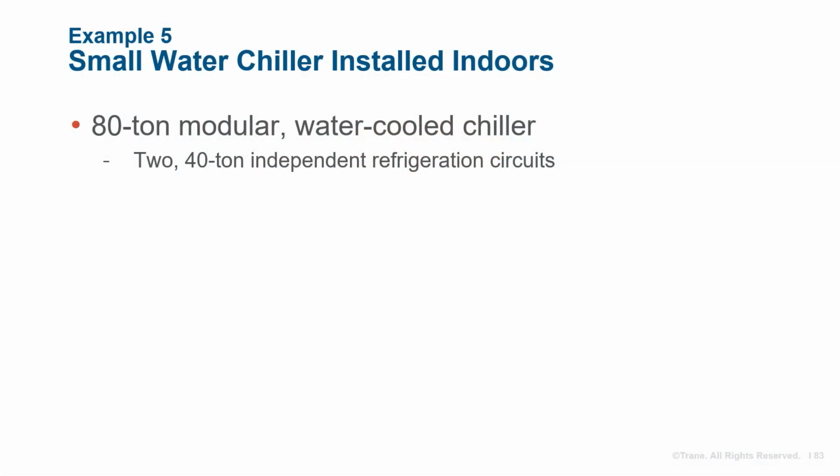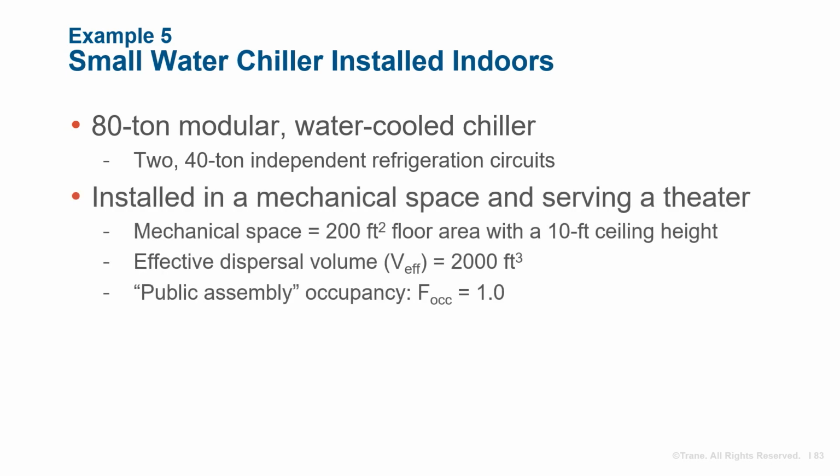For our last example, let's look at a small chiller installed indoors. This 80-ton modular chiller consists of two independent circuits. It's being installed in a separate mechanical space and will serve a theater. The floor area of this mechanical space is 200 square feet with a 10-foot ceiling, so the room volume is 2,000 cubic feet. Again, let's start with an A1 refrigerant.